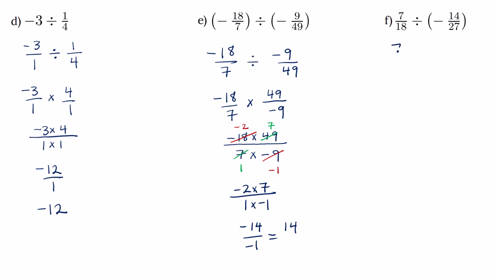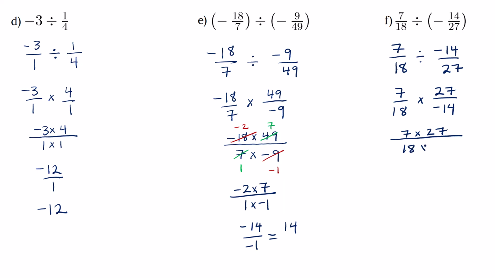So with this one, let's go ahead and start by putting that negative with the 14. Then we can change this to multiplication. So multiply by the reciprocal, flip that thing. Multiply my numerators, multiply my denominators. And I'm noticing we have some common factors. 27 and 18 we can divide by 9 to get 3 and 2. 7 and 14 minus 14 we can divide by 7 to get 1 and negative 2.